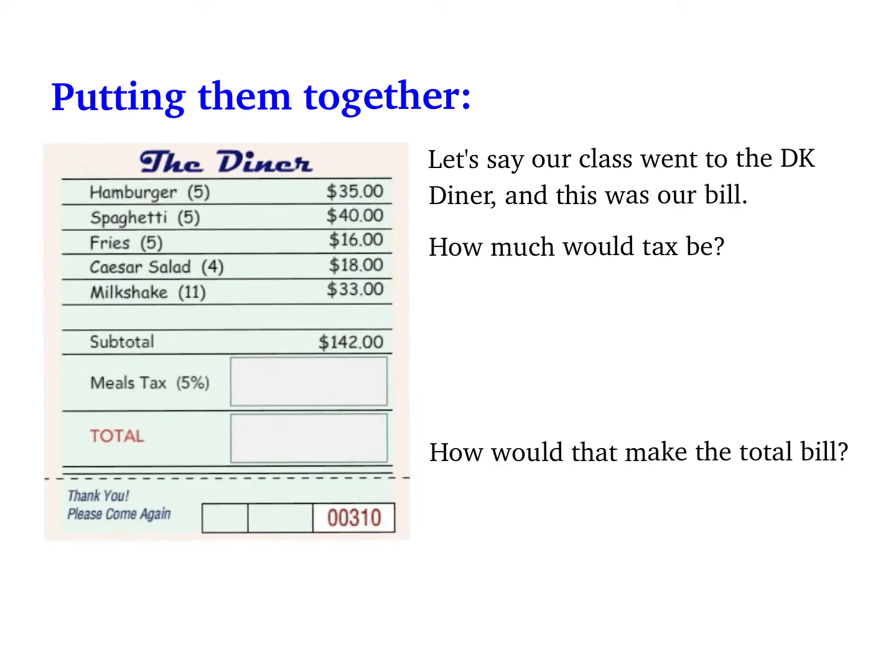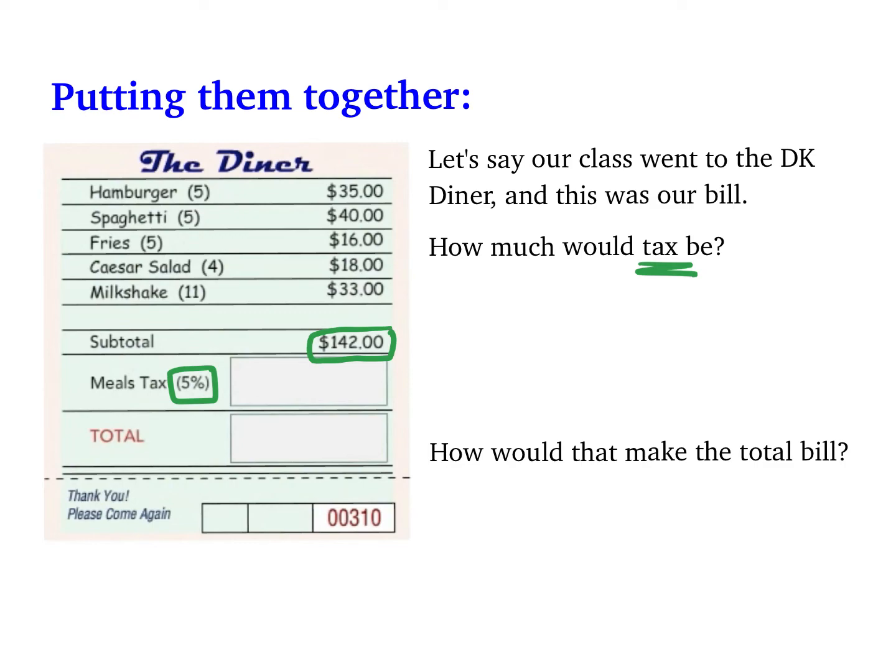Here is a receipt. Let's say our class went to the DK Diner and they brought us this bill. So right here is your subtotal. That is what your tax is based off of. And in this example, we're going to use a 5% meal tax. So right now, I'd like you to grab your calculators and calculate how much tax we would have for our meal.